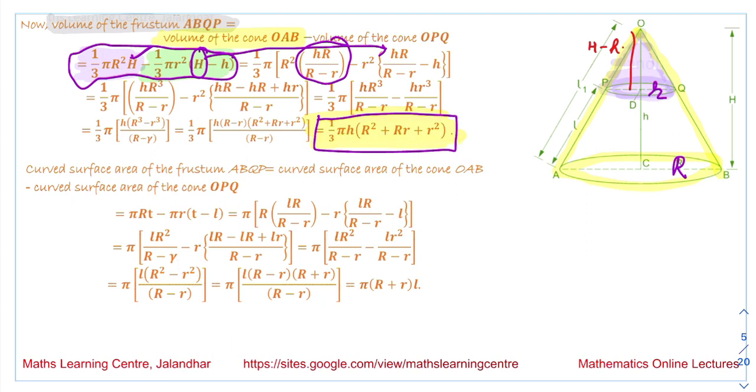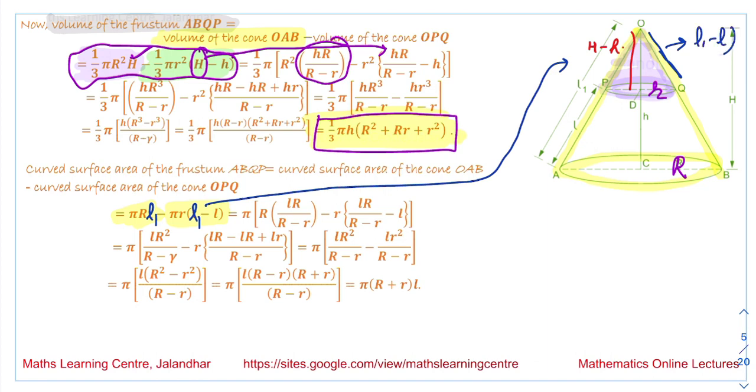Similarly, when we are calculating the curved surface area, we are calculating the curved area of the larger cone. It is pi r into L1, or we are writing it as pi r into T minus pi r into T minus L. So this T minus L, we are saying it is L1. This is L1 we have written, that the slant height of the larger cone is L1, and the slant height of this part over here, this slant height, we are saying it is L1 minus L.